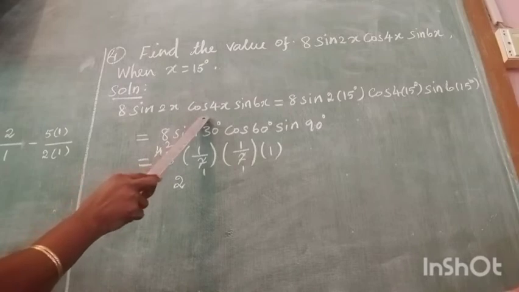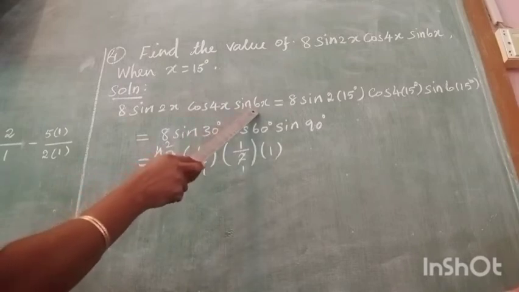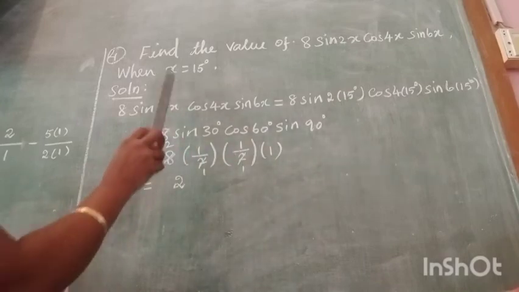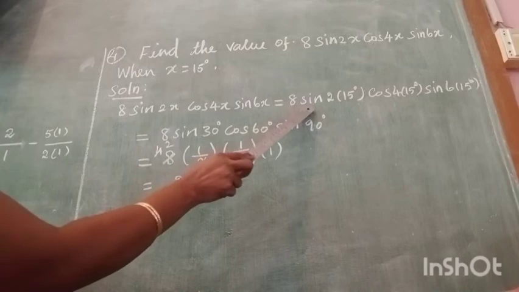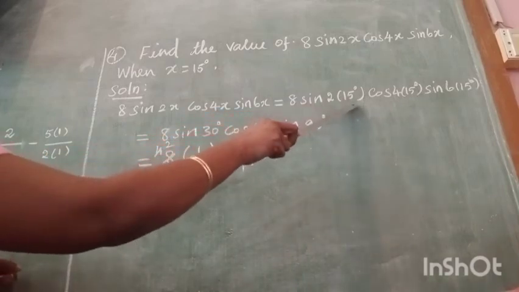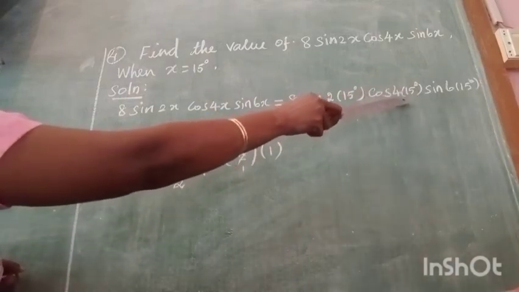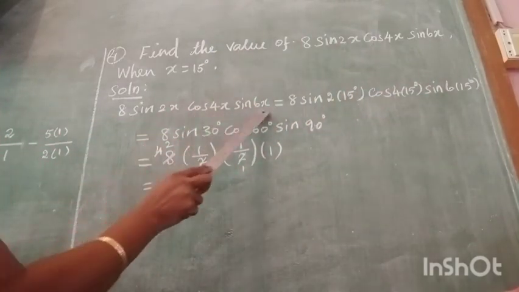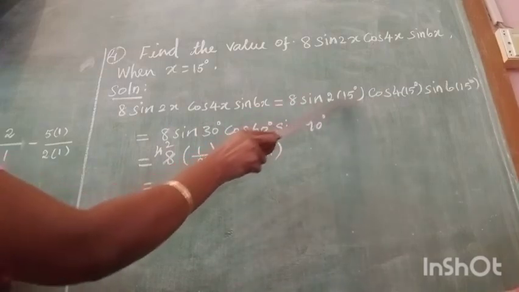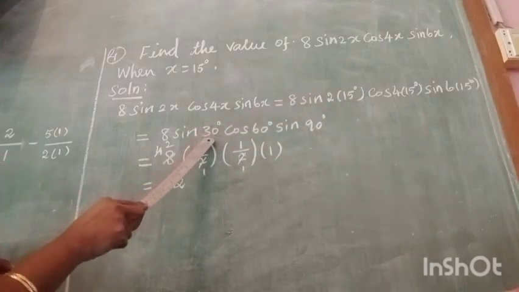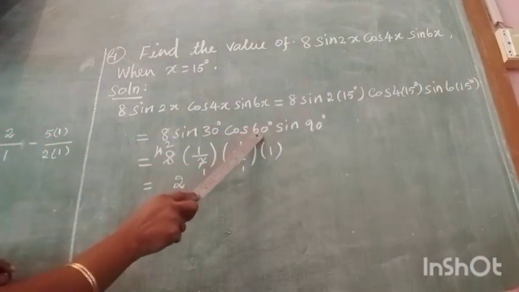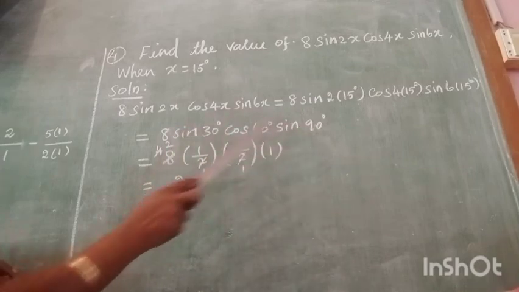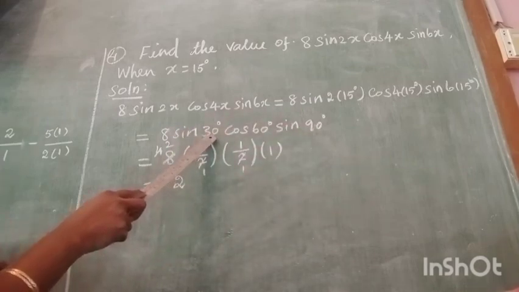8 sin 2x cos 4x sin 6x is equal to 8 sin 2 into x value. What is the x value? 15 degree. So 8 sin 2 into 15 degree, cos 4 into 15 degree, sin 6 into 15 degree. Instead of x you substitute 15 degree. Now 2 into 15 is 30 degree, 4 15s are 60 degree, 6 into 15 is 90 degree. Now we get the exact values, special angles.